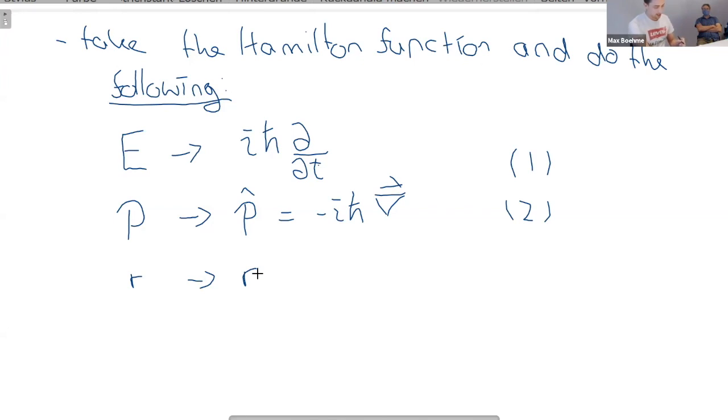What is h bar? This is Planck's constant, well, the reduced Planck's constant. So the energy of a wave is nothing more than the Planck constant times its frequency. And h bar is Planck's constant divided by 2 pi, out of convenience, because otherwise you would have a lot of 2 pi's floating around in some equations. Okay, start a new page for this.